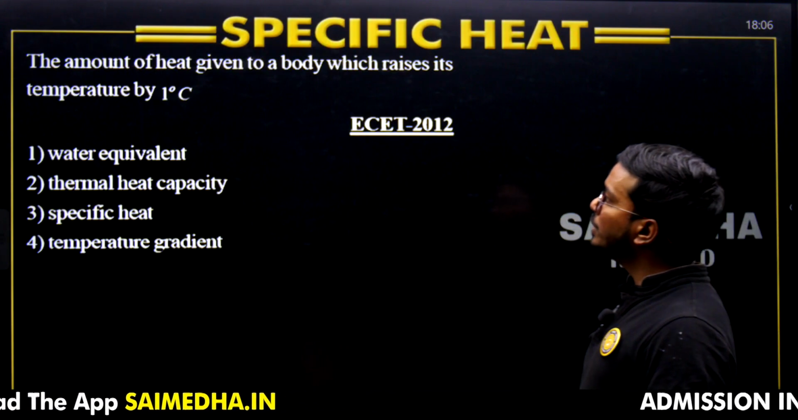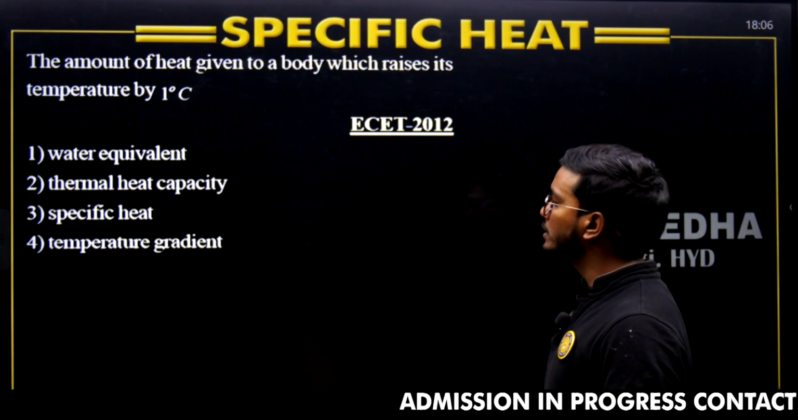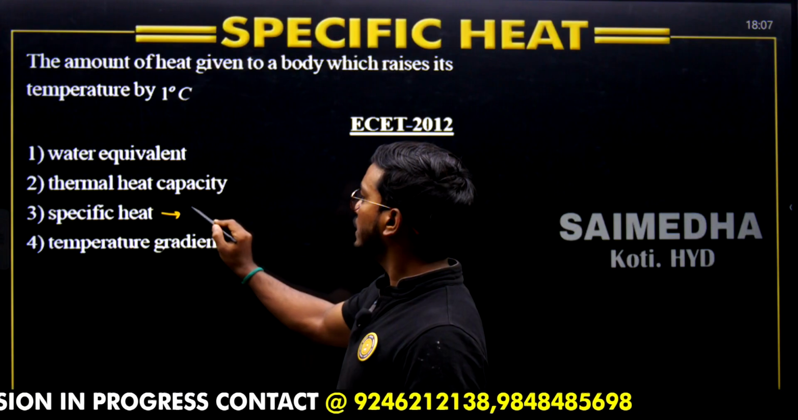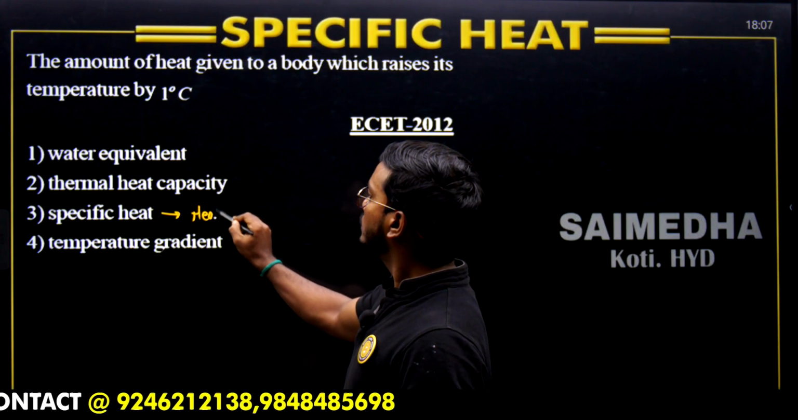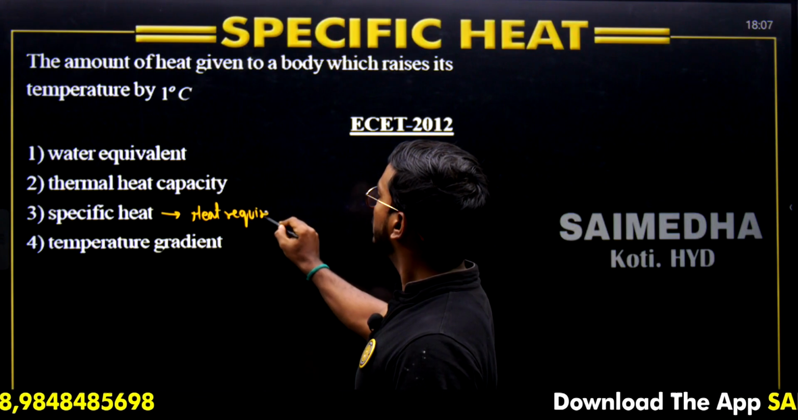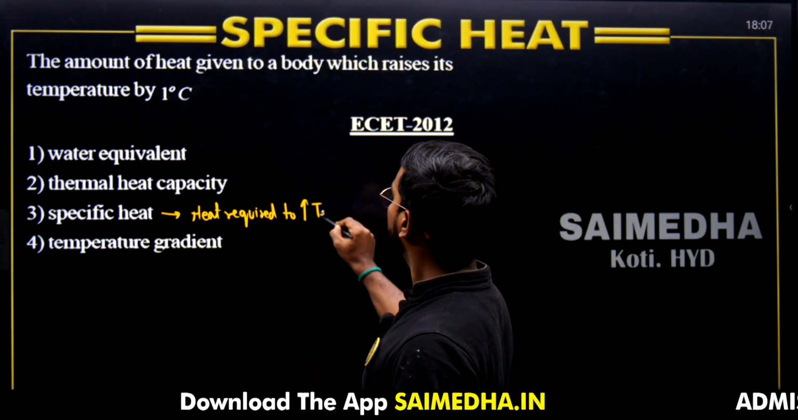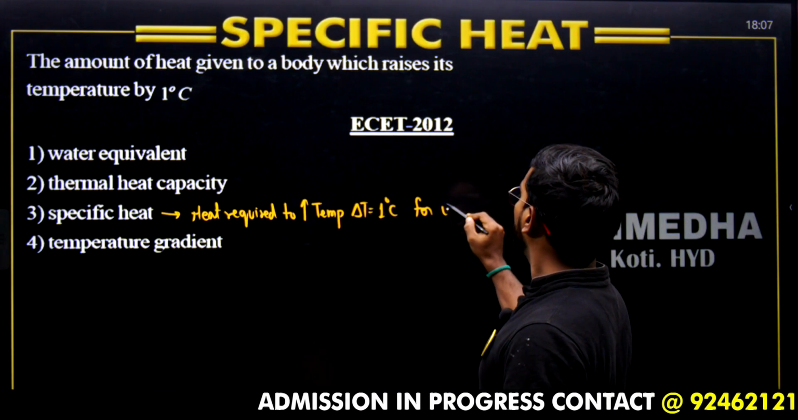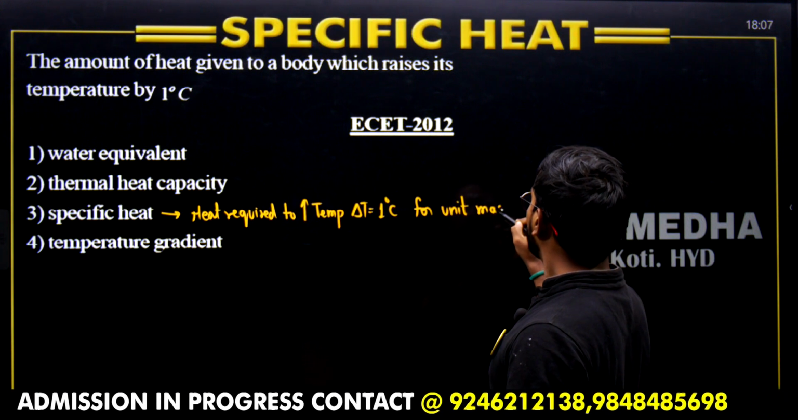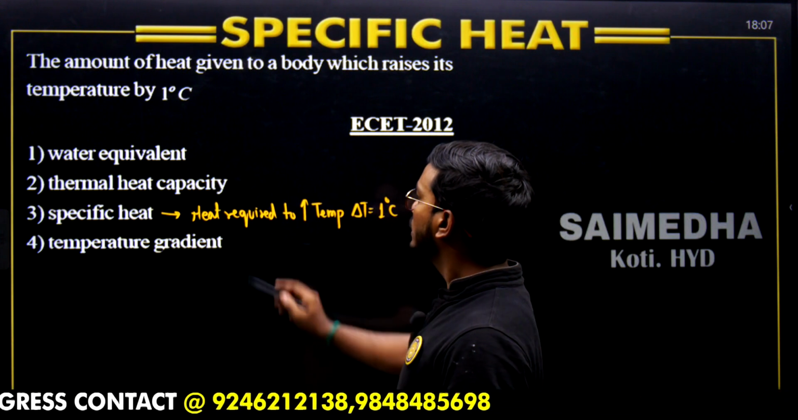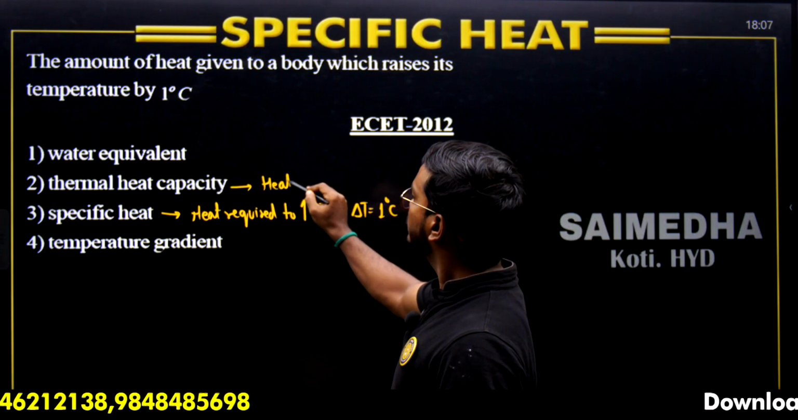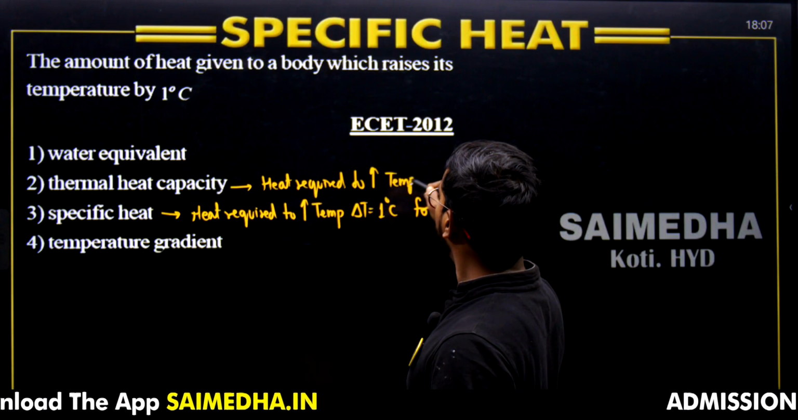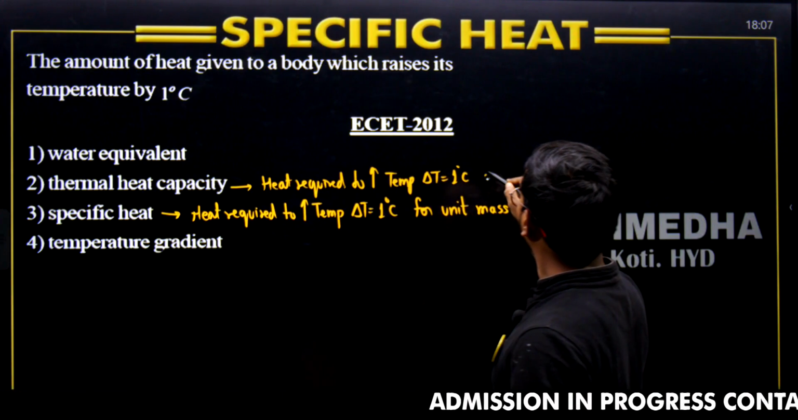Next one. The amount of heat given to a body which raises its temperature by 1 degree Celsius. There are 3 definitions that we need to understand. First one is specific heat. Specific heat is the heat required to increase temperature by 1 degree Celsius for unit mass. Whereas thermal heat capacity is the heat required to change the temperature by 1 degree Celsius of a body.